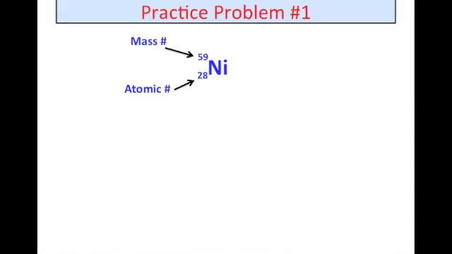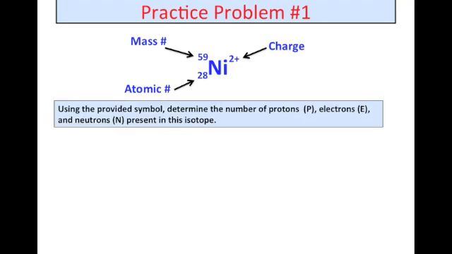So let's do some practice problems with our isotopes. But I'm going to add a little twist to this problem. We're going to add a charge. When you are given a symbol such as this, you could be asked to determine the number of protons, electrons, and neutrons present in the isotope.